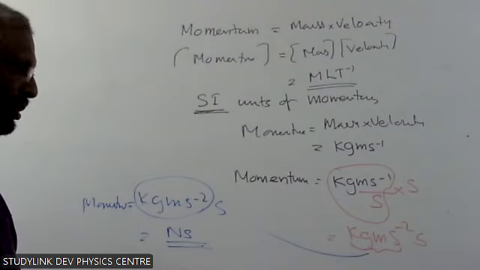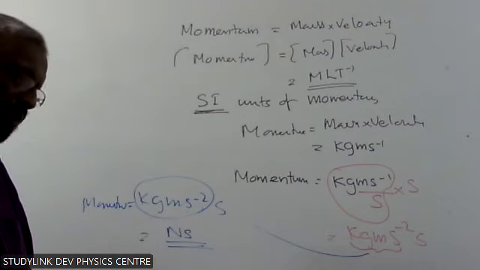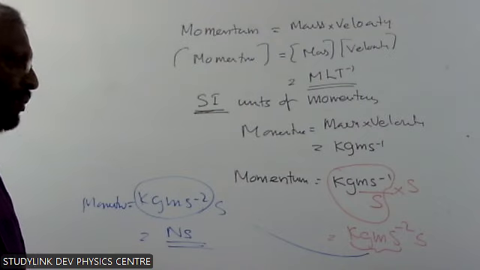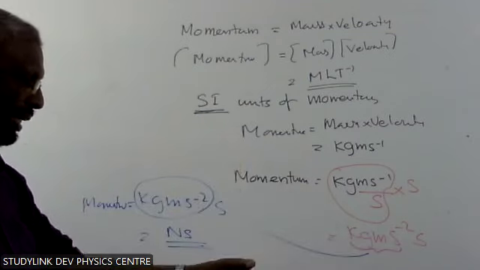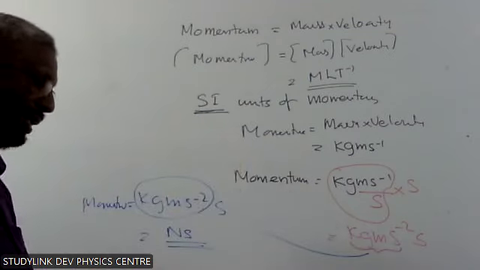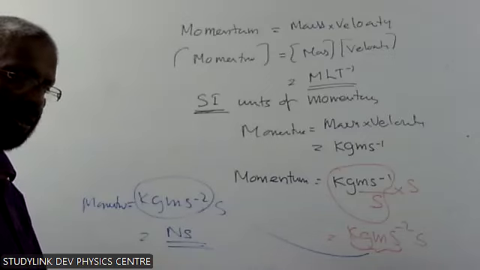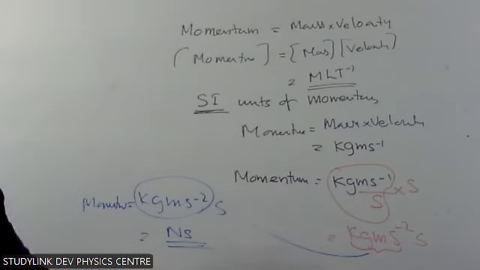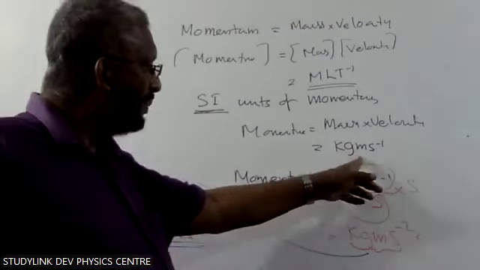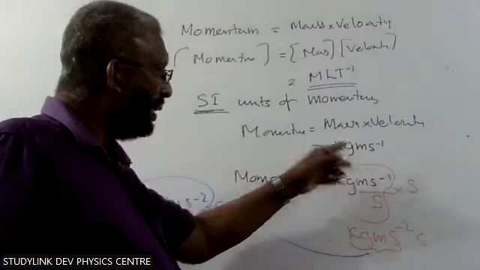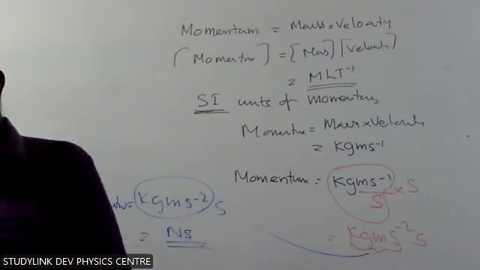In MCQs it comes, which one of these would be the units of momentum? Capital A, capital B, capital C like that. After that they will give the options: A and B correct, B and C correct, only A is correct, only B is correct, all three correct. Different things are there. So remember Newton seconds or kg m s minus 1 for momentum. Note down.